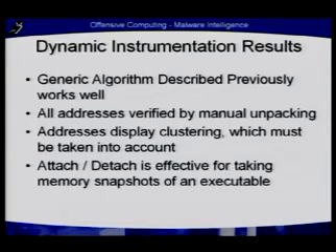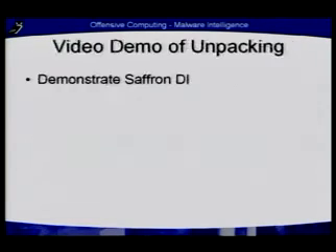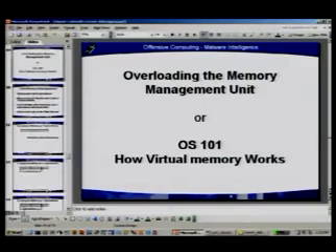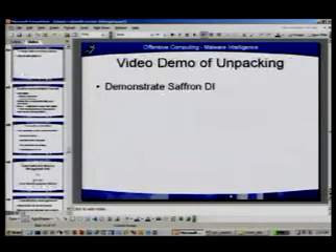So the generic algorithm that we described previously works pretty well. And again, we have verified everything by manually unpacking it before we threw it at a lot of malware. All the addresses display clustering, which you could see on that previous graph. And what's nice about PIN is that you get the attach and detach, so that you can take a snapshot of an executable, get out of its way, and that sort of thing. So you could actually get around some of the other obfuscation methods. Okay, so Val's going to show you a demo of the dynamic instrumentation version. All right, so what we're going to do is unpack some malware.